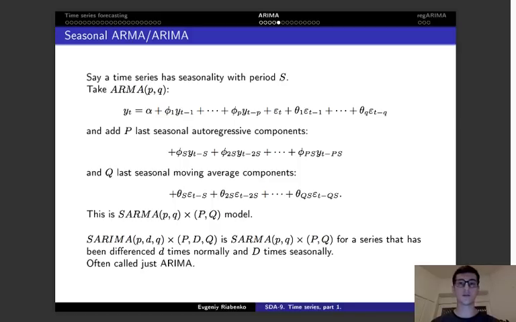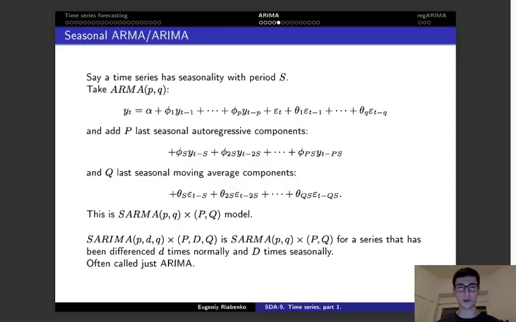And now we can take capital P last seasonal components. It means if our season is 1 year, then to predict the next value, we'll use the value of this time series 1 year ago, 2 years ago, 3 years ago, and so on, up to capital P years ago. And the same for capital Q moving average components. We'll include in our model the error 1 year ago, 2 years ago, and so on, capital Q years ago. So this is going to be a SARIMA model, and now it has 6 parameters.